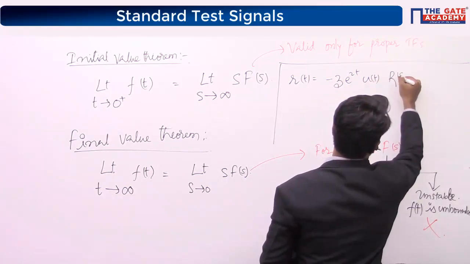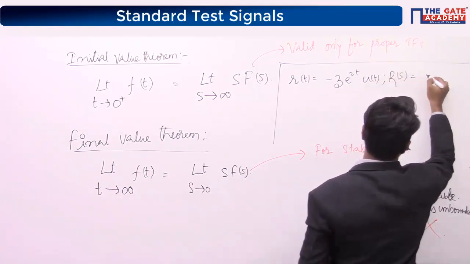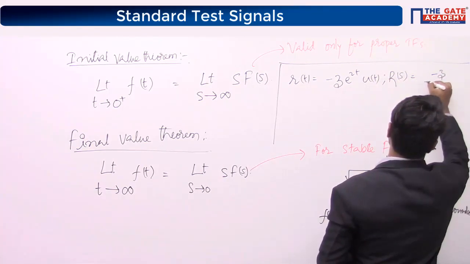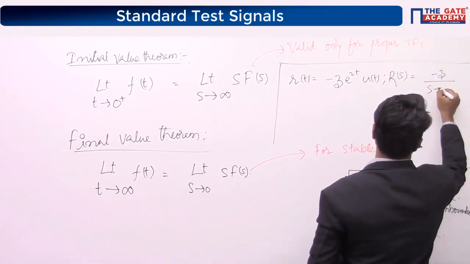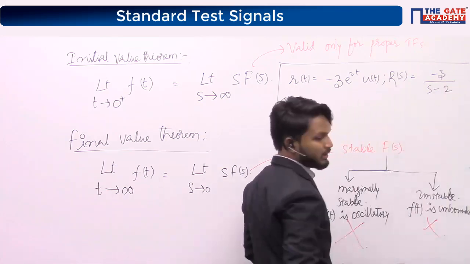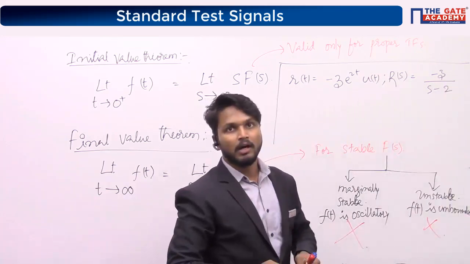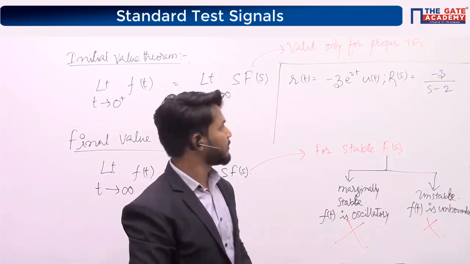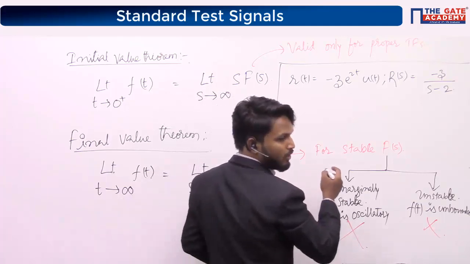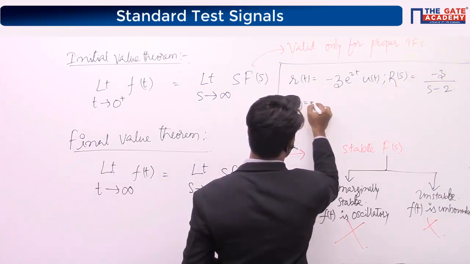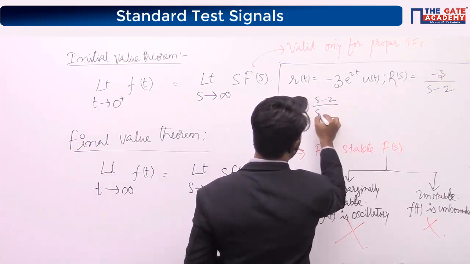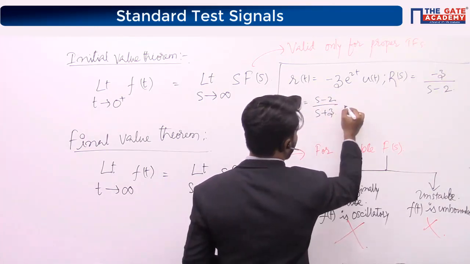Then R of s, what is R of s? R of s will be minus 3 divided by s minus 2, isn't it? So what is the transfer function of the system? The transfer function of the system T of s is equal to s minus 2 divided by s plus 3.